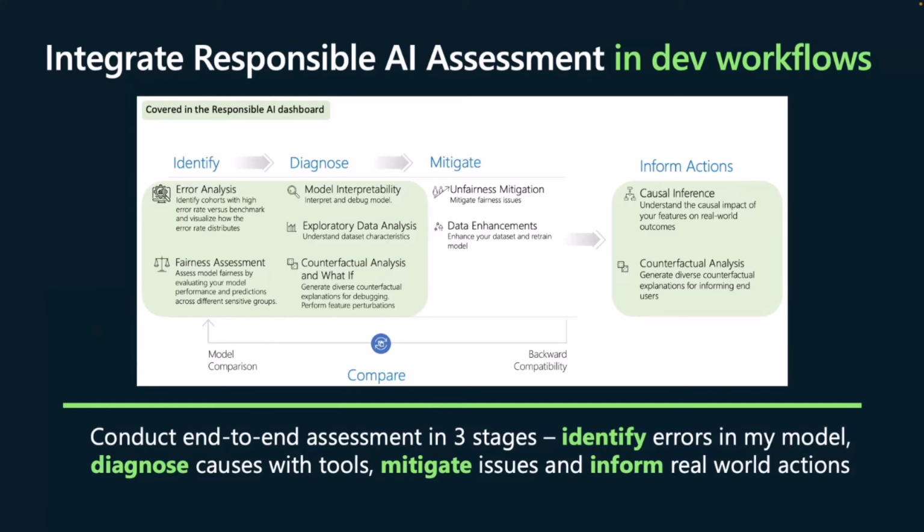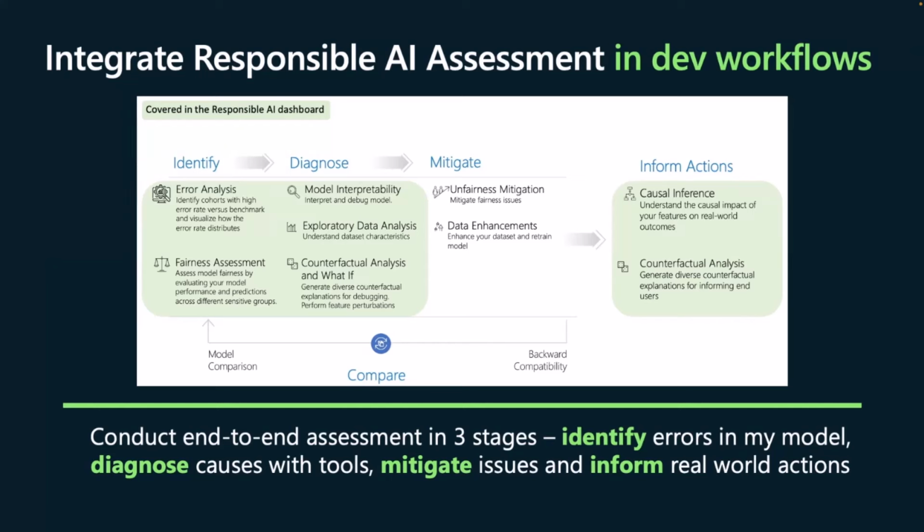Where in your model do you have cohorts with a higher than average error rate, and those with a lower than average one, so that you're making sure you're not disproportionately affecting one demographic. Diagnosis is where, once you've recognized there's not an even distribution of errors, you're able to use tools to dive into a cohort and see what caused it.